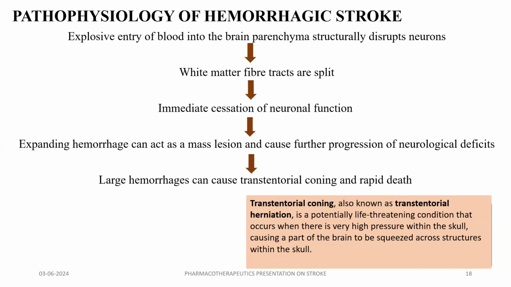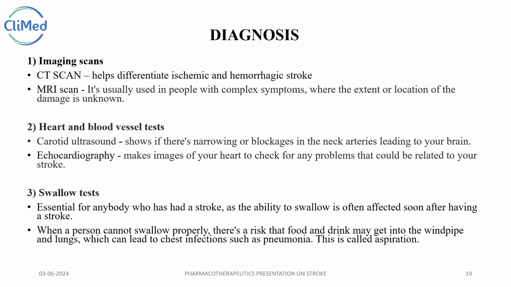Large hemorrhages cause transtentorial coning and rapid death. What is transtentorial coning? This is also known as transtentorial herniation. It is a condition where, due to high pressure inside the skull, a part of the brain is squeezed across other structures in the brain. This causes rapid death. Let's look at the diagnosis.